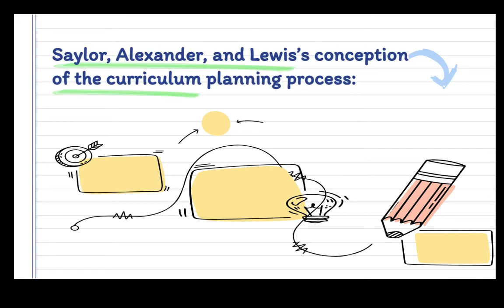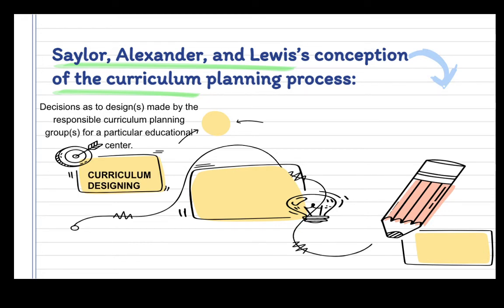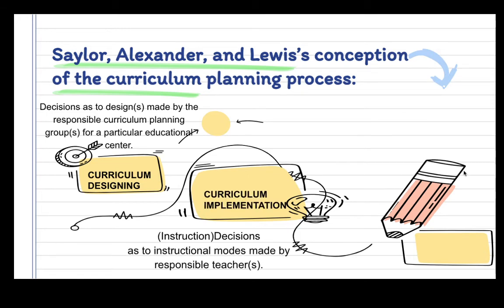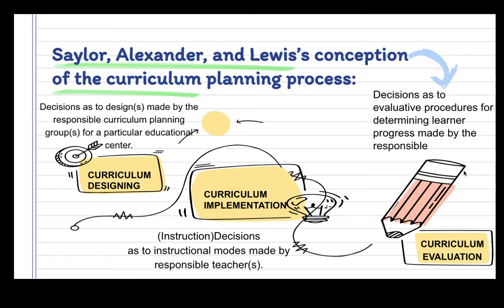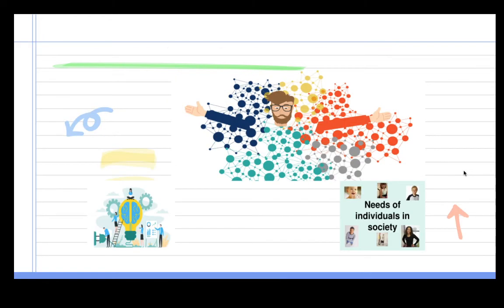For Saylor, Alexander, and Lewis' conception of the curriculum planning process, first, there must be curriculum designing, wherein the decisions to design are made by the responsible curriculum planning groups for a particular educational center. Curriculum implementation is an instruction decision as to instructional modes made by responsible teachers. Curriculum evaluation is the decision as to evaluative process for determining learner progress made by responsible teachers.